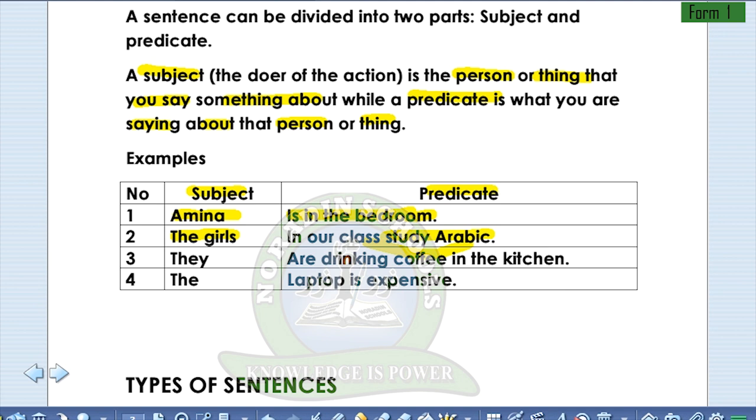They are drinking coffee in the kitchen. The word they is the subject here. Are drinking coffee in the kitchen is the predicate. The predicate usually tells something about the subject. The laptop is expensive. We begin here. Is expensive, that's the predicate. The laptop is the subject of this sentence. Well, okay.